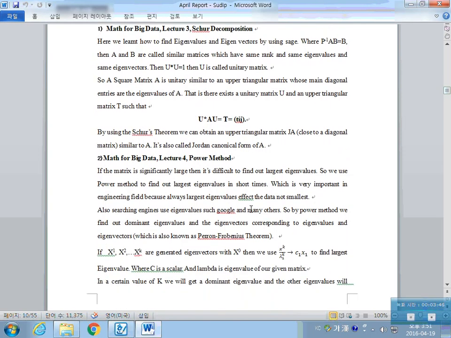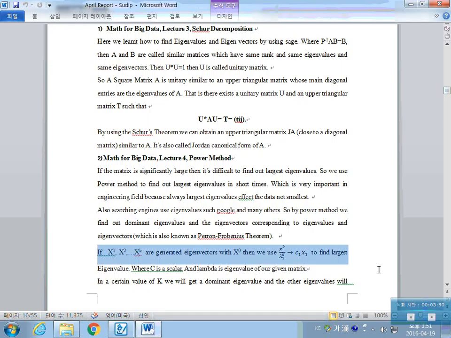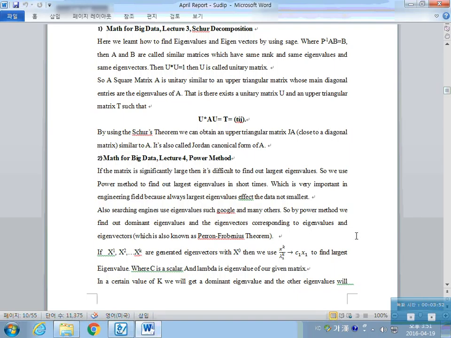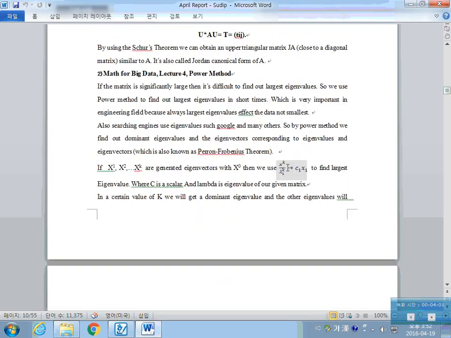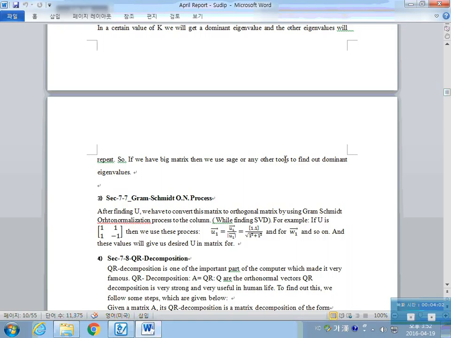Then the power method. The main idea of the power method is to find the largest eigenvalue, meaning the dominant eigenvalue, which also includes that same Perron-Frobenius theorem. Then the Gram-Schmidt orthogonalization process, where we find the projection. This is the main formula. We find the corresponding eigenvectors and use them here.